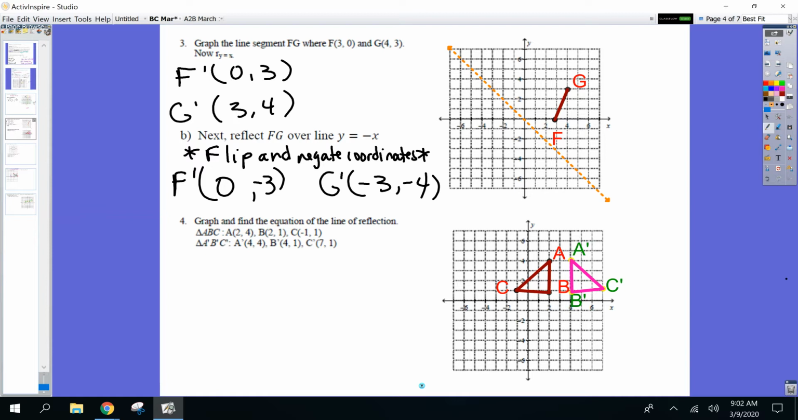Questions? All right, last thing in this part. I've told you guys what line to reflect over. Now you find that line. I'll give you the pre-image and the image. What line did we reflect over? Go ahead and graph ABC, A prime, B prime, C prime. If you're given the pre-image and the image, what line did I reflect over?